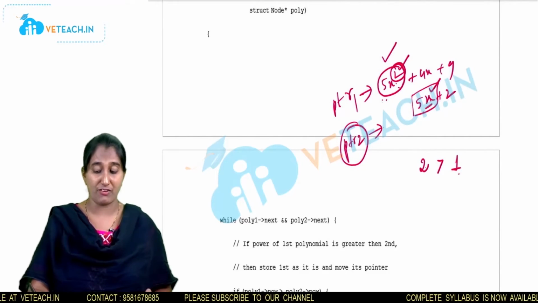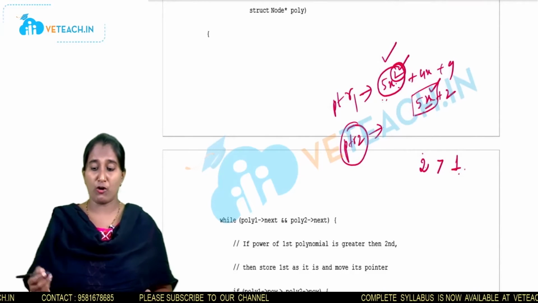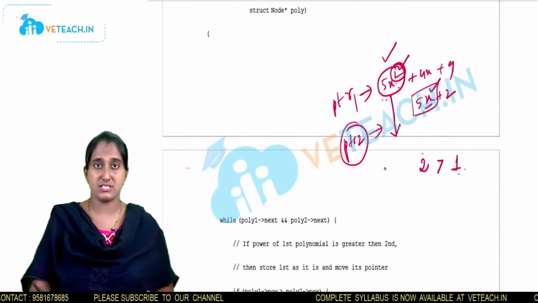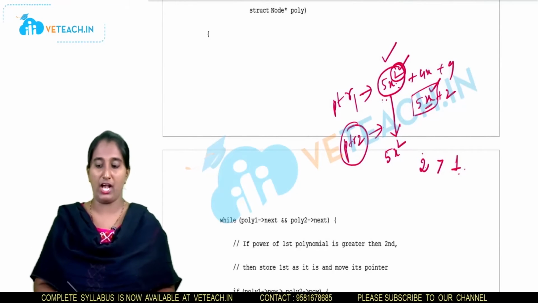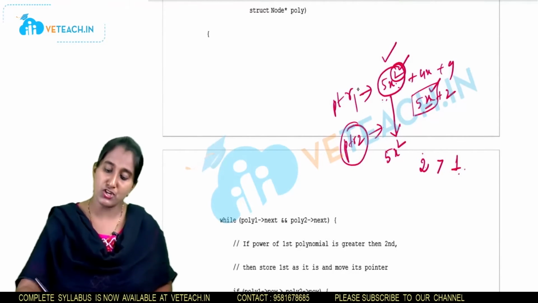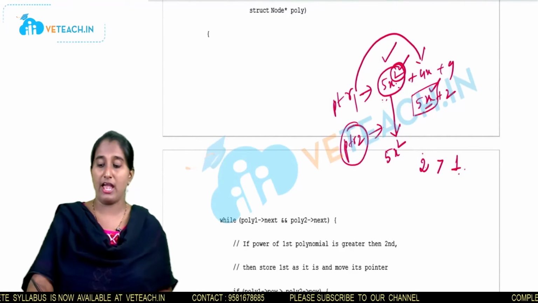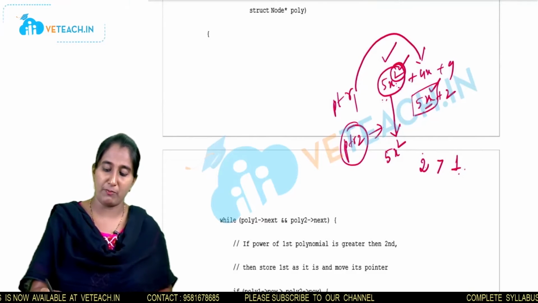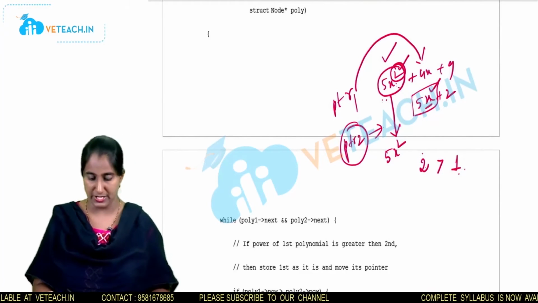Whenever the power is greater than the second element's power, what we need to do is carry the highest power to the output, and we should move the PTR pointer to the next node. Which node? After the 5x square node. So the 4x will be pointed to by PTR1 next.